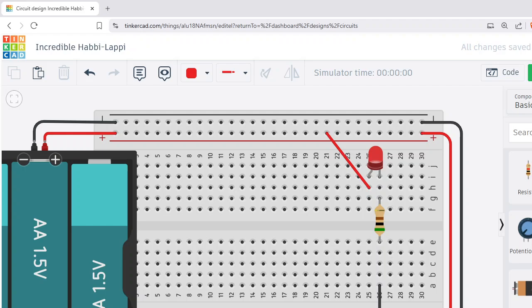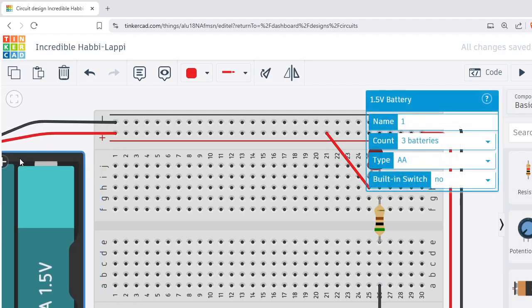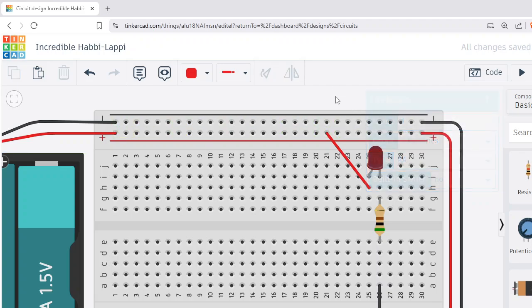See, now it is very bright. All right. So this is the breadboard. You can see that the breadboard is connected in.